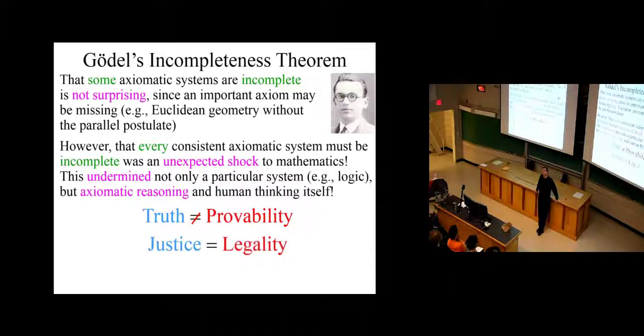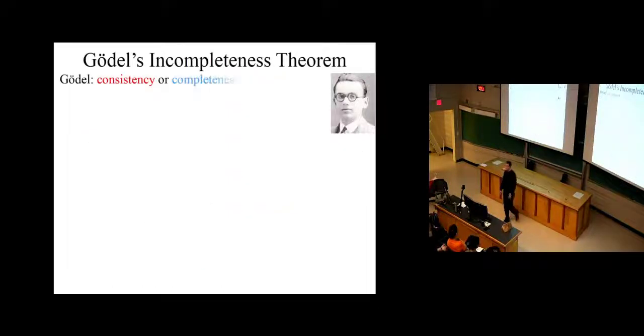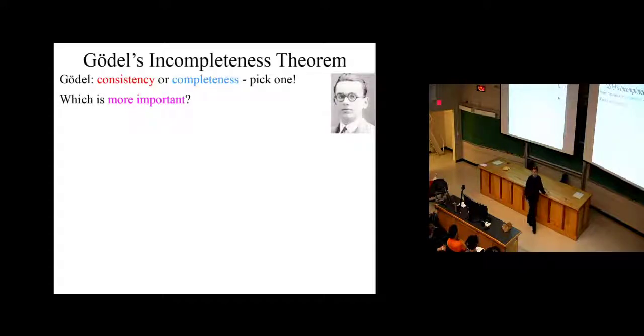Just like when you grow up, you think that everything legal is just, and everything that's just is legal. As you grow older, you realize not so much, and you kind of lose that innocence. So this is where mathematics lost a bit of its innocence, thanks to Gödel. And it's a good thing because he was right. So it's good to know that, right?